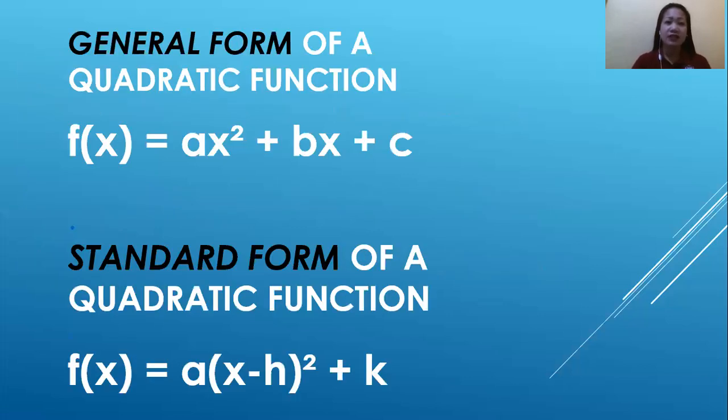Here is the general form of a quadratic function: f of x is equal to ax squared plus bx plus c, while the standard form of a quadratic function is f of x is equal to a times (x minus h) raised to the second power plus k.